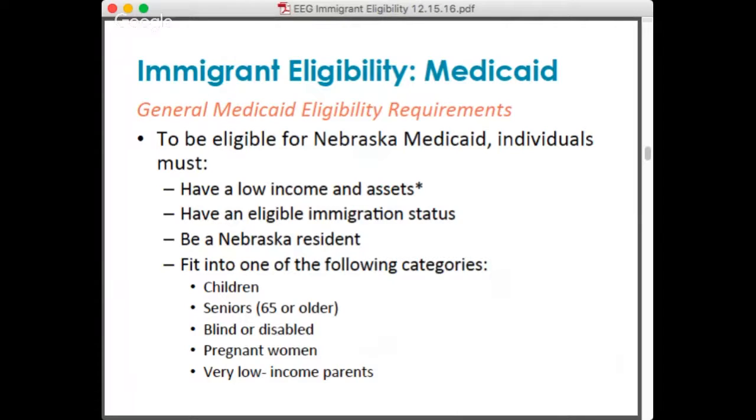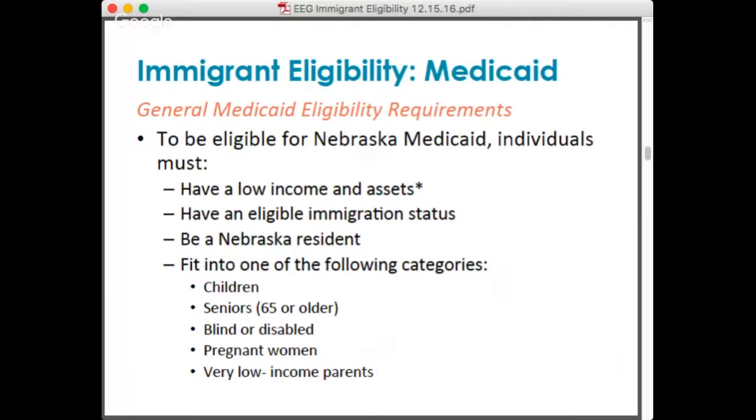And then you have to fit into one of the categories that I mentioned. So you have to be a child, you have to be a senior, which is 65 or older, you have to be blind or disabled, you have to be a pregnant woman, or be a very, very low income parent. As you can see from this, there are some groups that are left out regardless of their income. These would be childless adults who don't have a disability or are not a senior. They would not be in these categories. And then some very low income parents who make more money than the Medicaid threshold would also be ineligible.